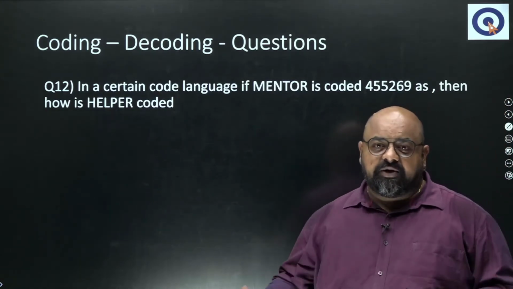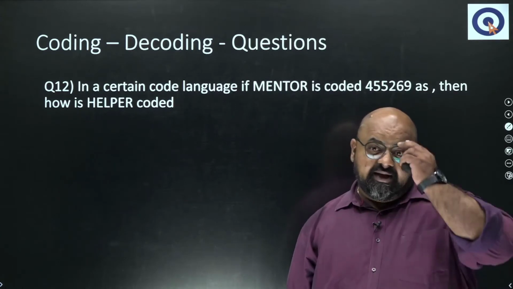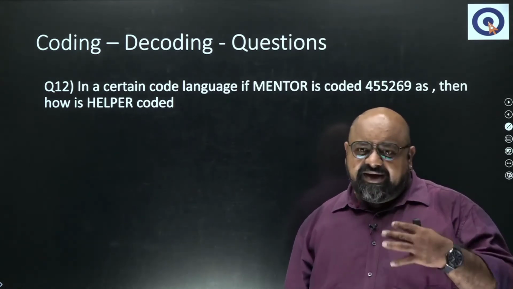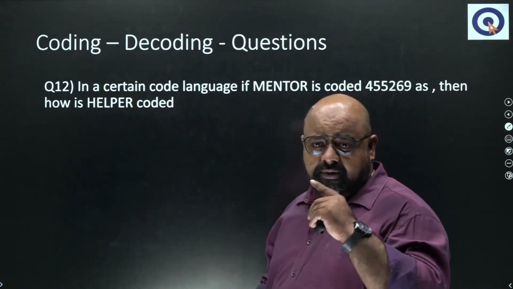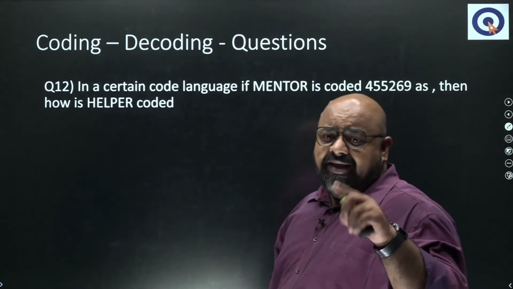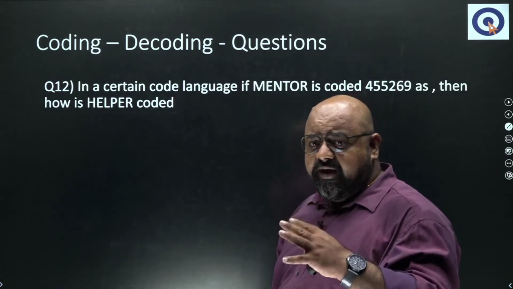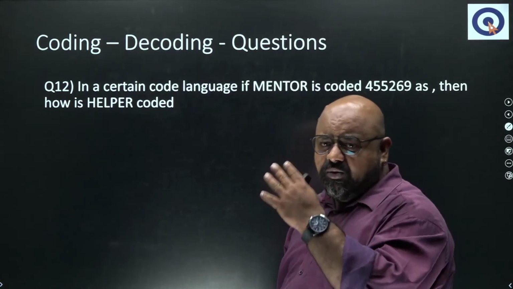So this is alphabet to number. Mentor is coded as 455269. Just write the alphabet values of these numbers. Again, a good anchor point is L has a value of 12, right? So you can go from 1 to 12, A to L, and then count further.